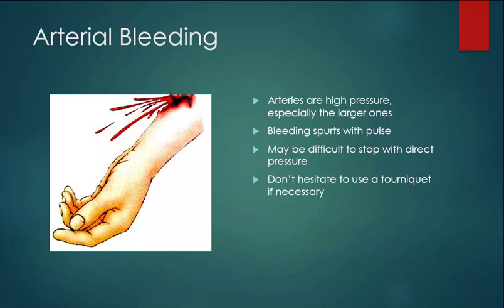Arterial bleeding is something entirely different. It is high pressure, especially from your larger arteries. Because it is higher pressure, you're going to have a considerable amount of blood, but as opposed to venous bleeding, which bleeds steadily, you're going to get a spurt with each beat of the pulse.